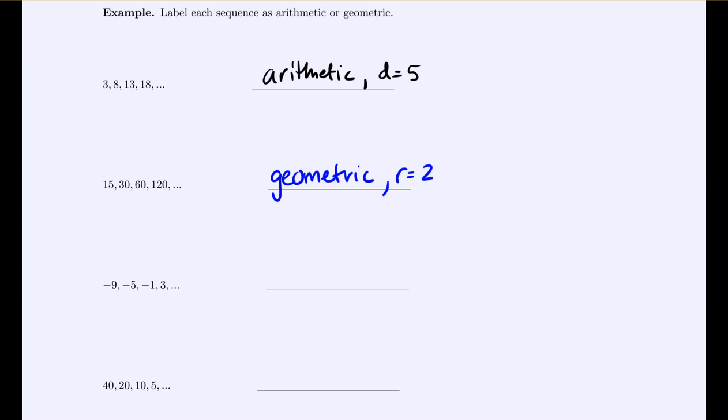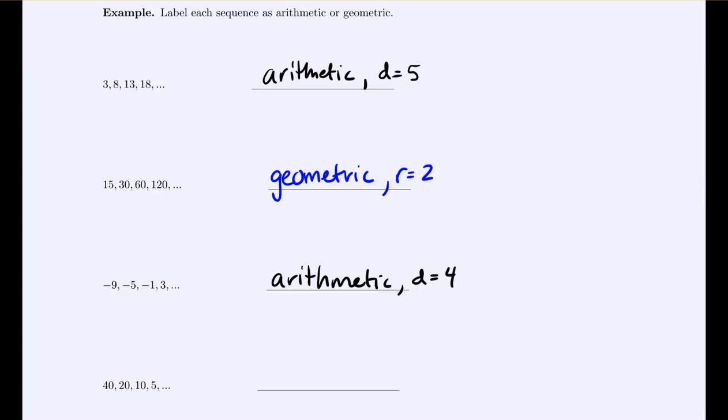Continuing, to go from -9 to -5, you'd have to add 4. Let's see if that pattern continues. At -5, if you add 4, you'd expect to be at -1. Seems to be holding so far. -1 plus 4 would give us 3. The pattern holds. This next one is arithmetic, specifically with the common difference of 4.